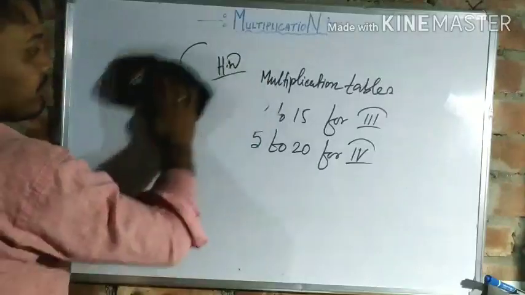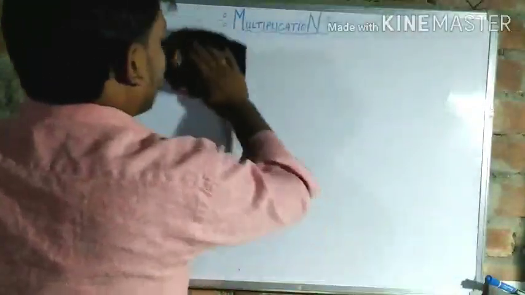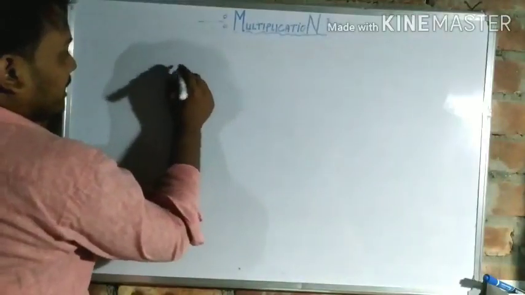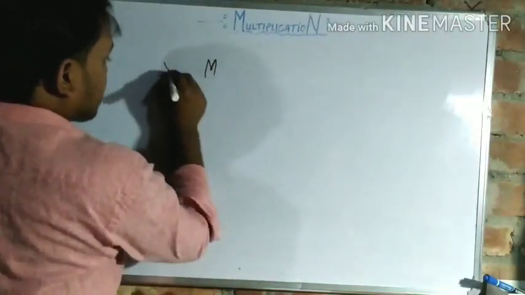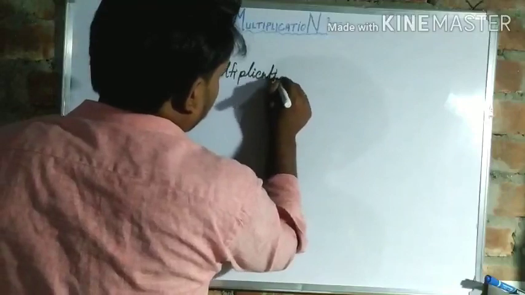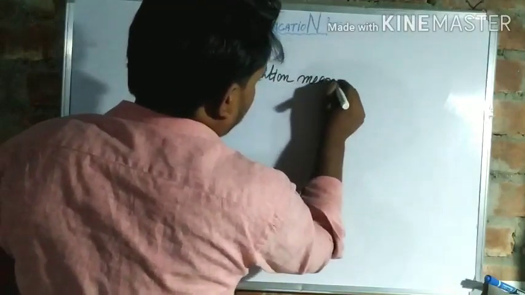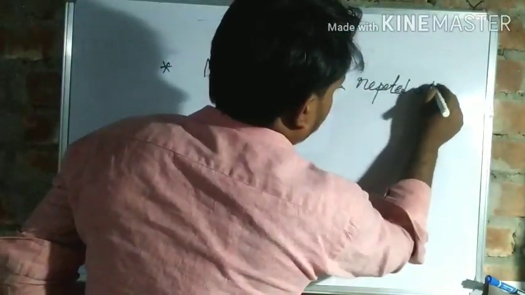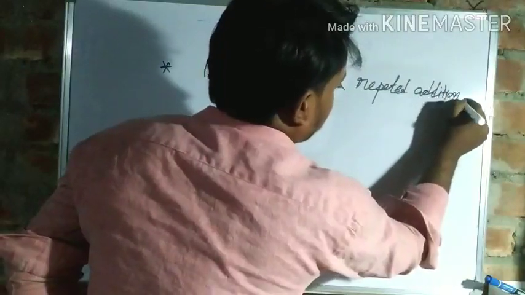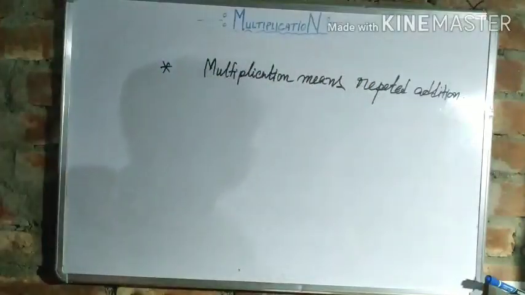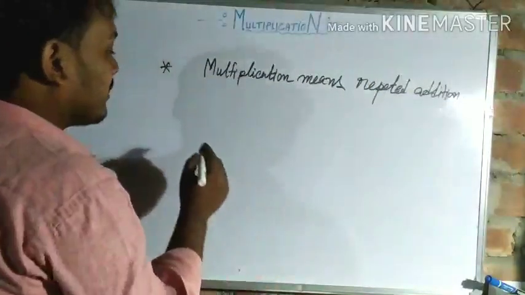Now I will discuss multiplication, its properties, and how to multiply. So what is the meaning of multiplication? Multiplication means repeated addition.